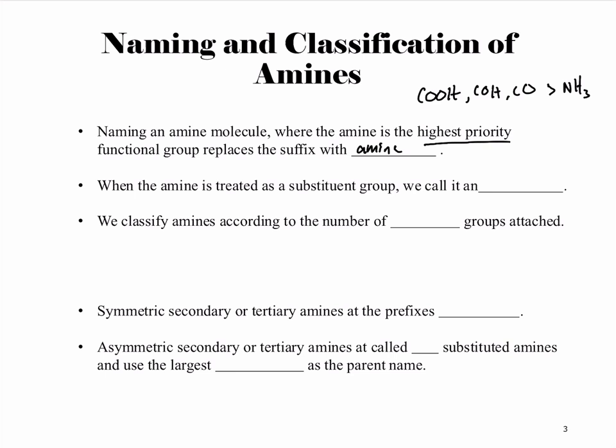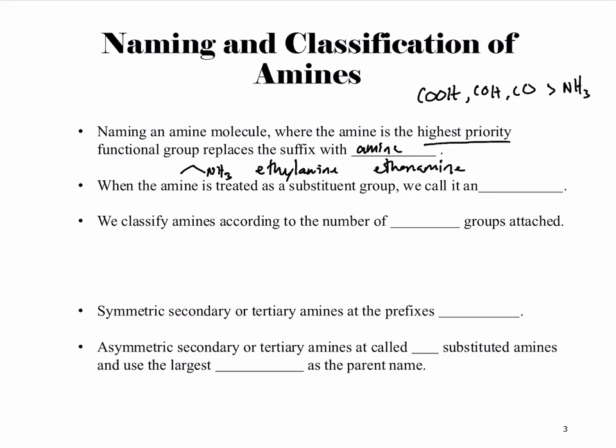If we have something like this, NH3, this could be ethyl amine, so you can treat it as an R group, or we can also name this ethanamine, where you just replace the E with amine there. So both of those are going to be acceptable.